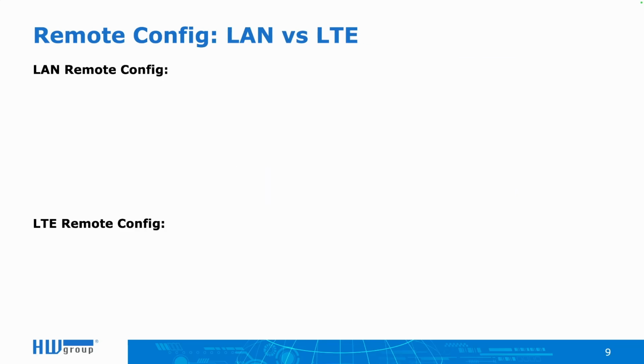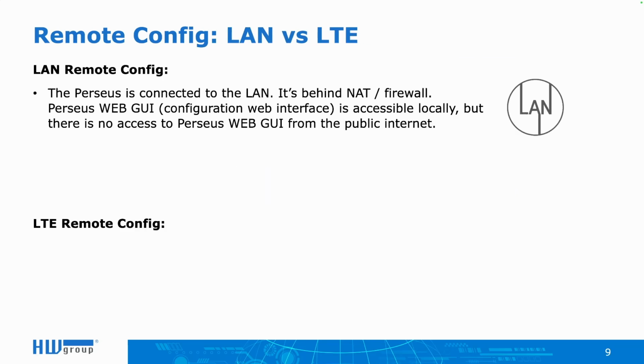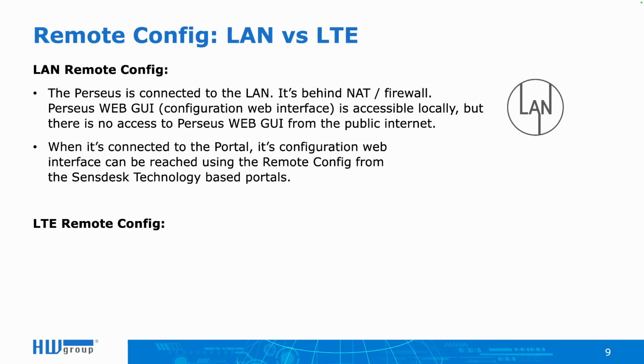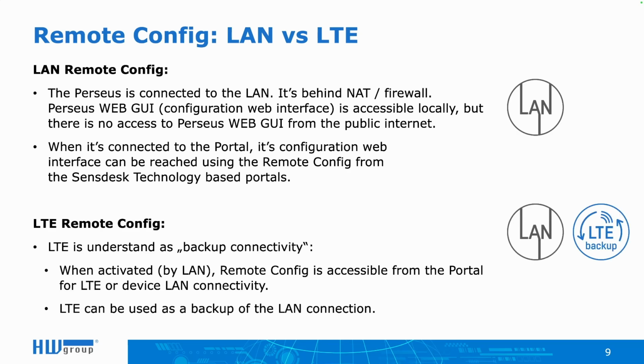Remote config works with two types of network connections. Perseus can be connected to a LAN with internet access, allowing local access to the Perseus GUI. With remote config active, you can also access the web GUI from the SensDesk portal from anywhere. If the Perseus unit has an LTE modem, remote config can also work over LTE. While LTE is often used for backup connectivity, the device can fully operate using only an LTE connection. However, the initial setup of remote config must always be performed via the LAN using the device's web GUI.